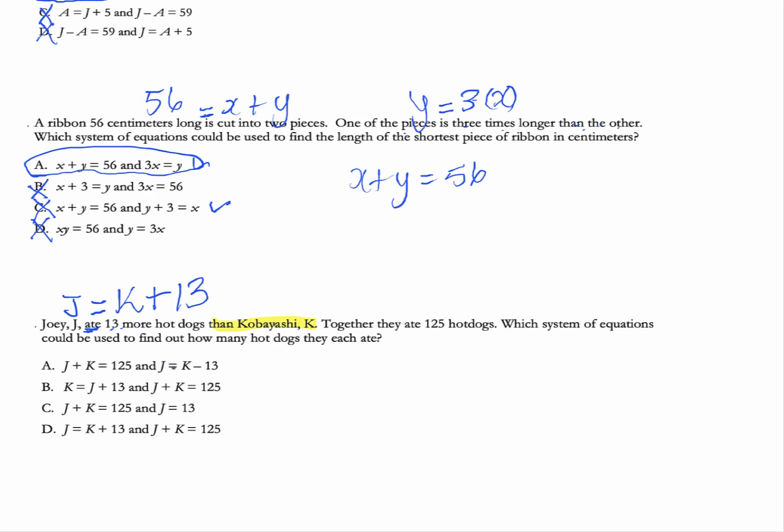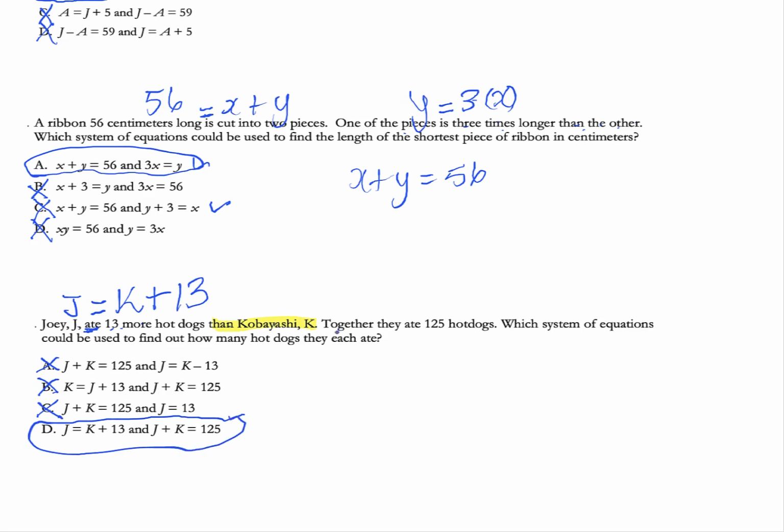So this says J equals K minus, so we could eliminate that. This says K, okay, so we can eliminate that. This has a J, but it just equals 13. Could eliminate that. So our answer is D.